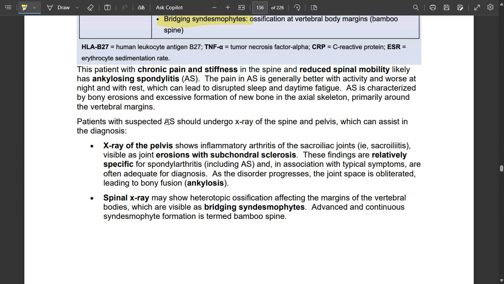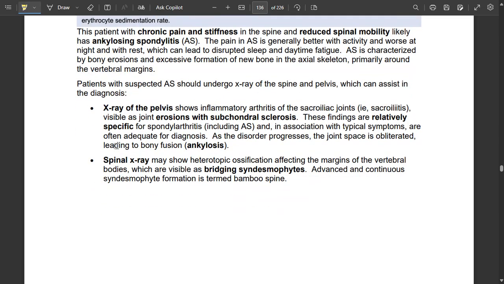margins. Okay, patients with AS should undergo X-ray of the spine, which helps in the diagnosis. X-rays of the pelvis show inflammatory arthritis of the sacroiliac joints, so sacroiliitis can be seen visibly as joint erosions with subchondral sclerosis. Similar to other forms of arthritis, there can be joint erosions with subchondral sclerosis. These findings are relatively specific for spondyloarthritis, and in association with typical symptoms are often adequate for diagnosis. These are progressive, the joint space is obliterated and bony ankylosis occurs.